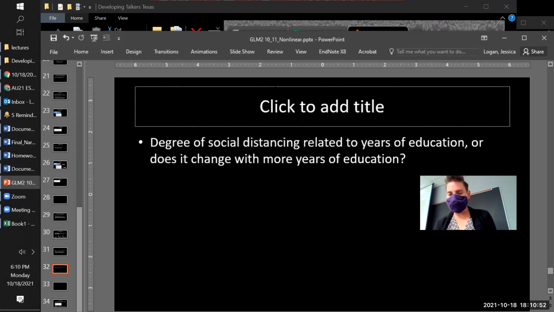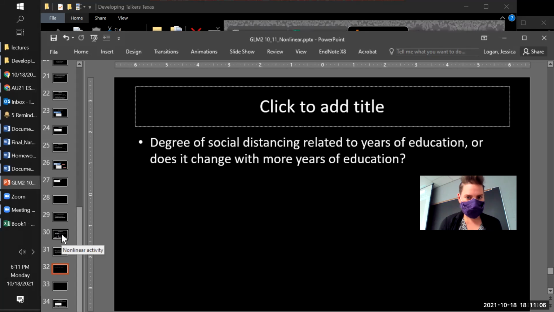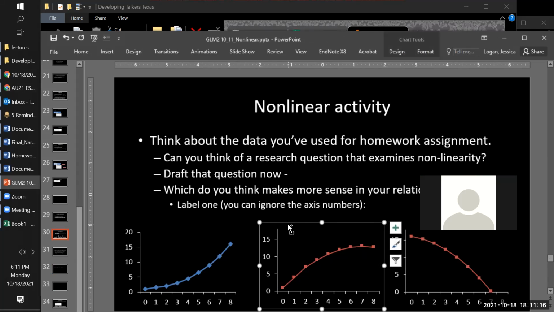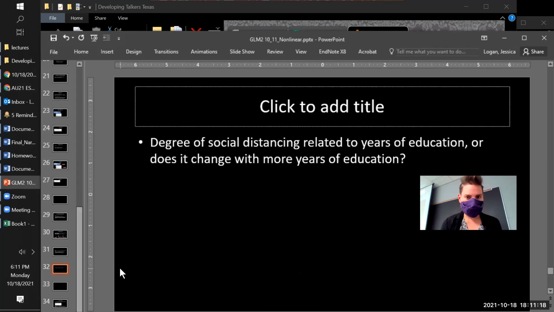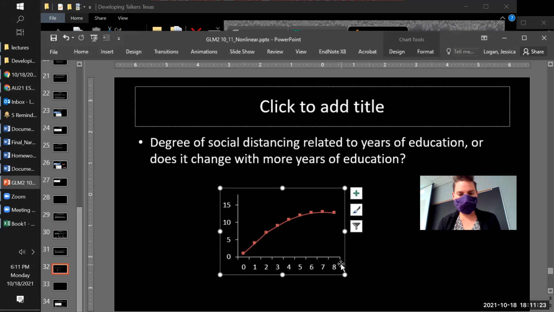Do you have it drawn that you could show us, or can you draw it in the air? Turn on your camera. I think it might look like a log graph. So not like any of these, you think? It looks like the one in the middle. This one? Mhm. I'm going to pull it down here. So here I have years of education, and here I have degree of social distancing.